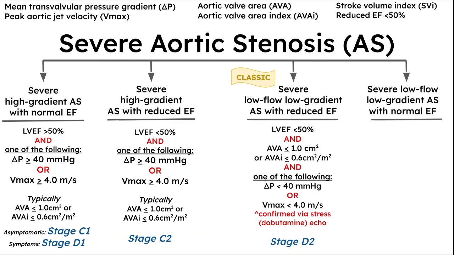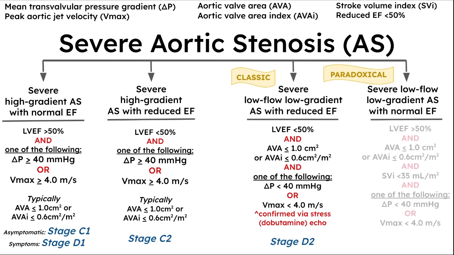Next, we have severe low-flow, low-gradient aortic stenosis with normal ejection fraction. This subtype is sometimes referred to as paradoxical low-flow, low-gradient aortic stenosis. By definition, it must have an AVA of less than or equal to 1 centimeter squared, or an AVA-I of less than 0.6 centimeter squared per meter squared, an SVI of less than 35 mLs per meter squared, and either a delta P of less than 40 millimeters of mercury or a Vmax less than 4 meters per second. If your patient meets these criteria, they have stage D3 aortic stenosis.